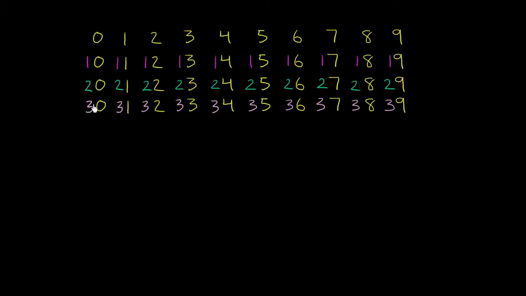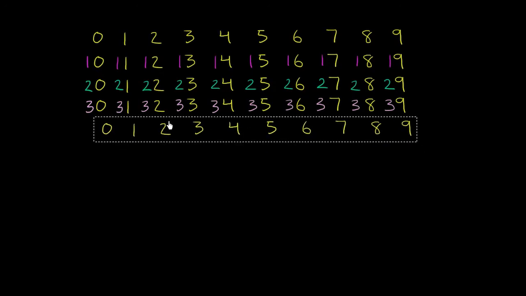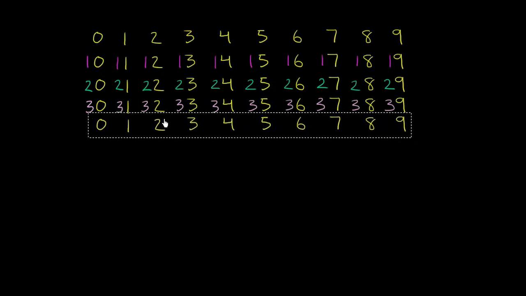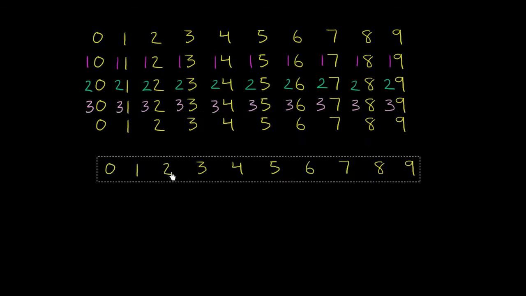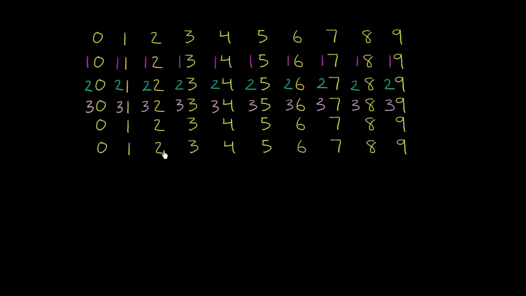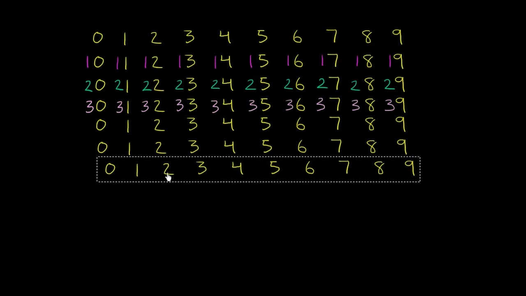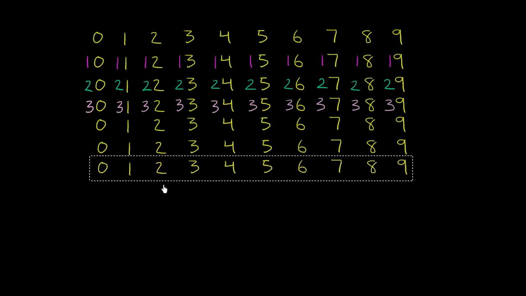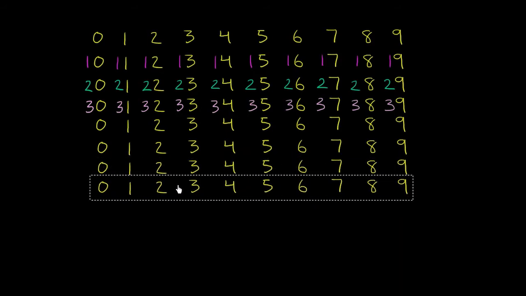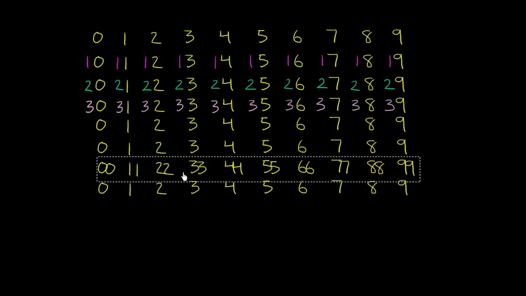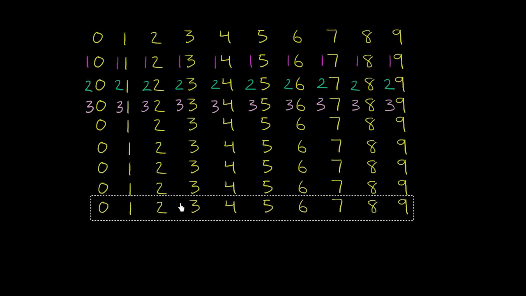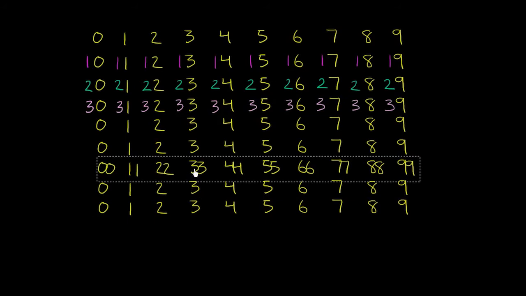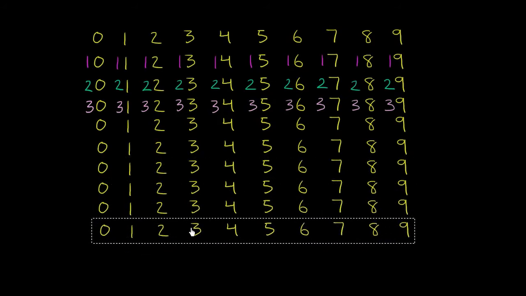Now, how can I complete this, going all the way to 99 pretty fast? Well, let's just do that. So that's going to be my 40s. I haven't written it out yet. That's going to be my 50s. This is going to be my 60s, 70s, 80s, and then I have my 90s right over here.